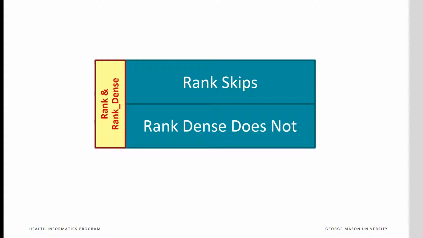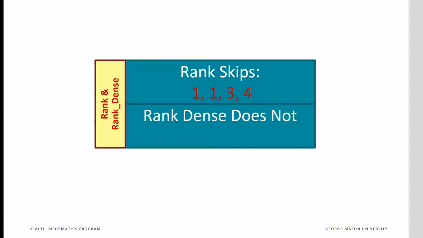Rank and rank dense function differ in how they treat records where two or more records have the same value and the same order. If two records have the same rank, then rank function skips the next rank number. Rank dense does not do so.